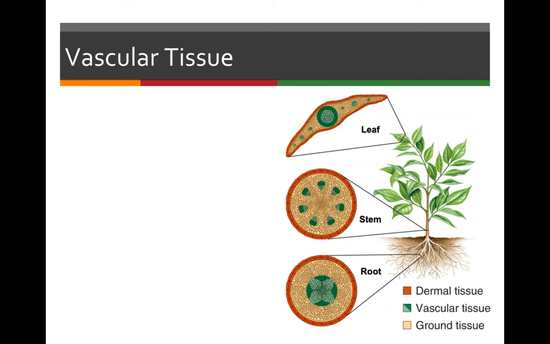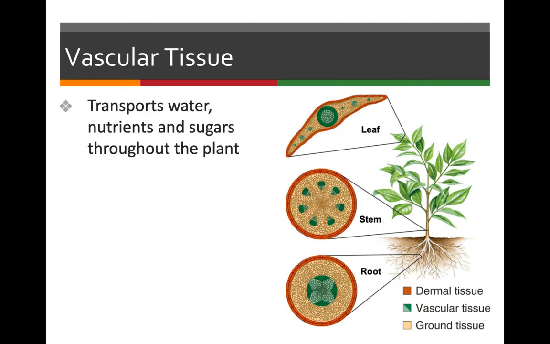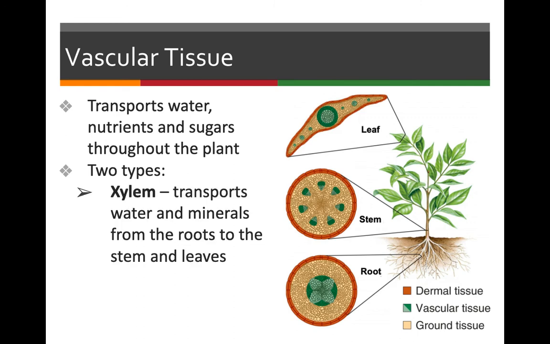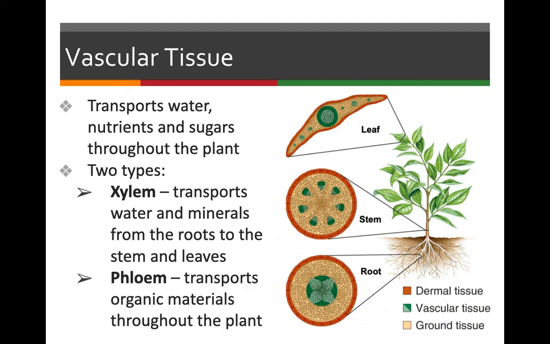And then moving on to the vascular tissue, which is the green in the image. So just like our vascular system transports things around our body, that's what the vascular tissue does in a plant. So it's transporting water, nutrients, sugars throughout the plant. There are two types, and we'll look at these in more detail in another lesson. But there's xylem, which transports water and minerals from the roots up to the stem and leaves. So it goes in that one direction from the roots up. And then there's the phloem, which transports organic materials like sugars throughout the plant, both up and down.